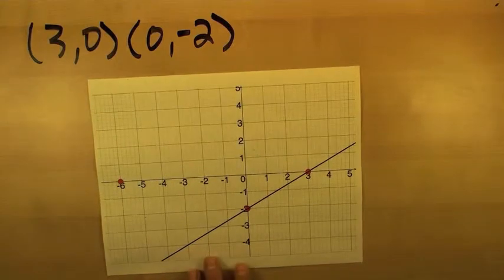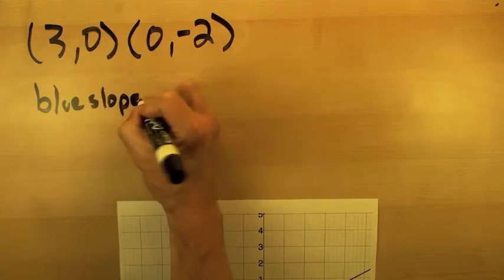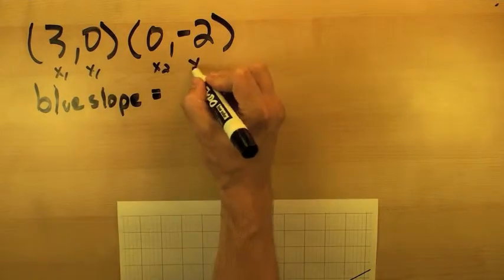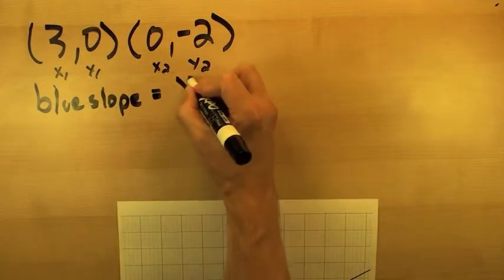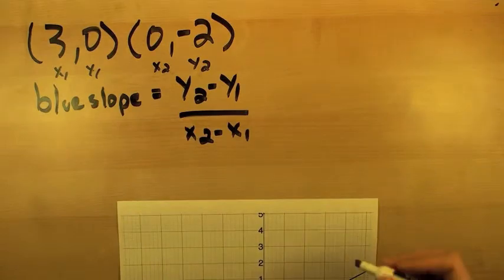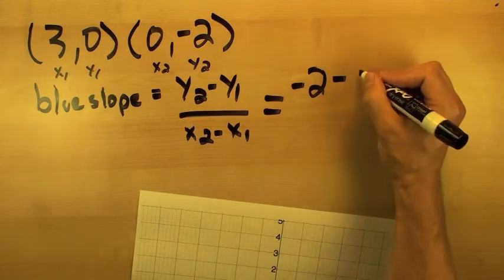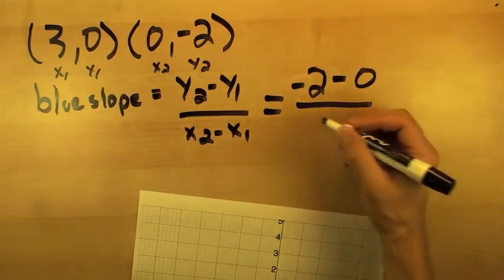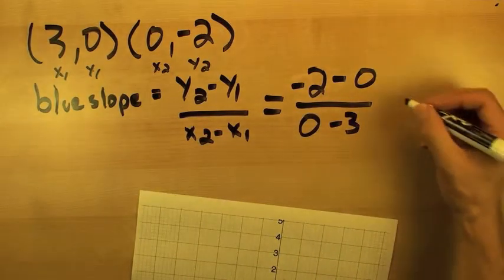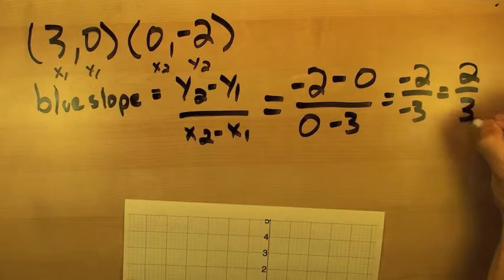So let's calculate the slope of the blue line. So the blue slope is going to be, well, if we call that x1, y1, and x2, y2, then our slope being y2 minus y1 over x2 minus x1 is going to be -2 minus 0 over 0 minus 3, or -2 over -3, which is 2/3.